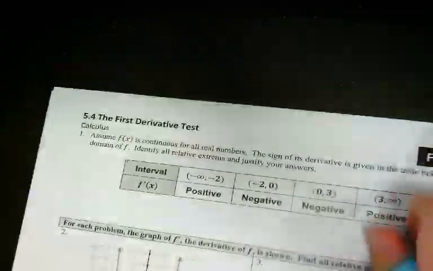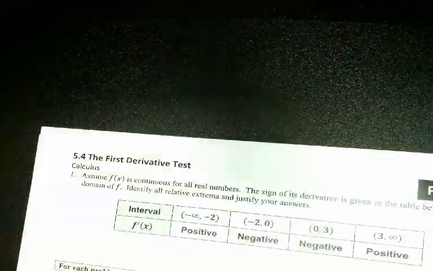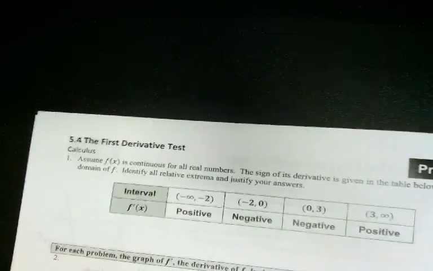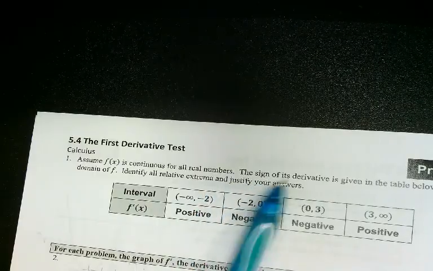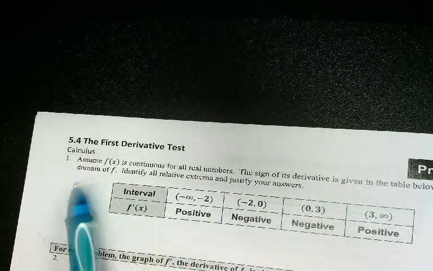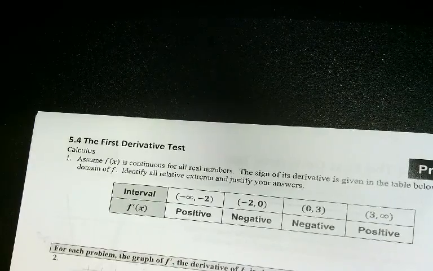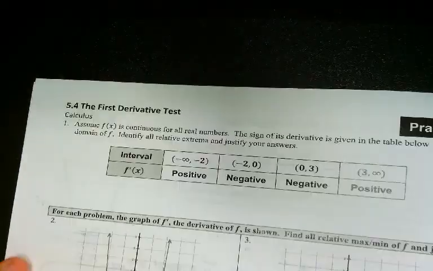Let's take a look at the next page. I'm going to skip that bottom one because I wrote all over it. Assume f is continuous for all real numbers. The sign of its derivatives in the given table are below. Identify any relative extrema. Okay, so think about what's happening.